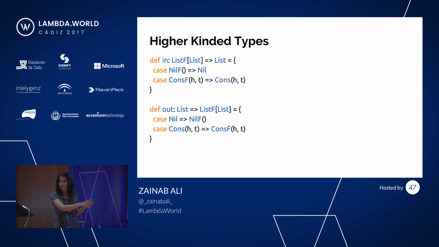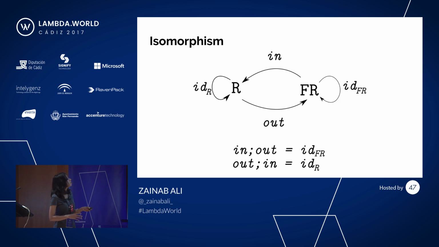And there's a special term for this in category theory. You may have heard it before today. It's known as an isomorphism. It essentially means that we can take one type, R, and another type, FR, and we can convert between them. We can convert back and forth, and we don't lose any information. That's just what I've written. I've said, imagine this is our list, and this is our list F. If I start with my list, I can go out and then in, and that's just the same as identity. And if I start with my list F, I can go in and then out, and that's just the same as identity.